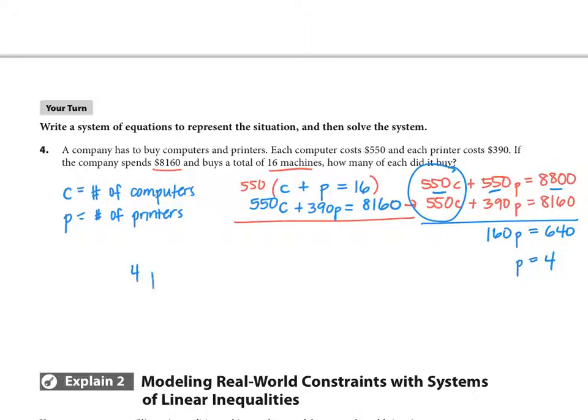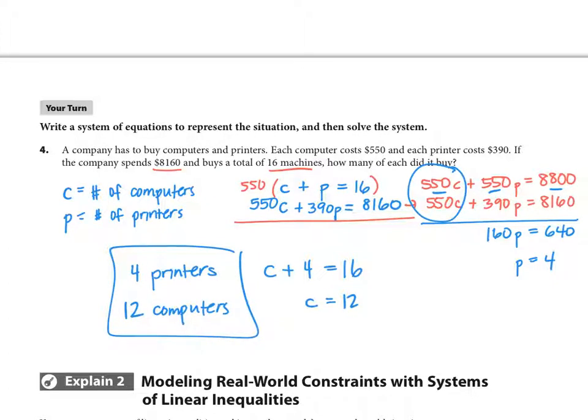So if it's 4 printers that the company is buying, and I know that adding the number of computers and printers together is 16, then I know that it has to be 12 computers. And therefore, my solution here, 4 printers, 12 computers.